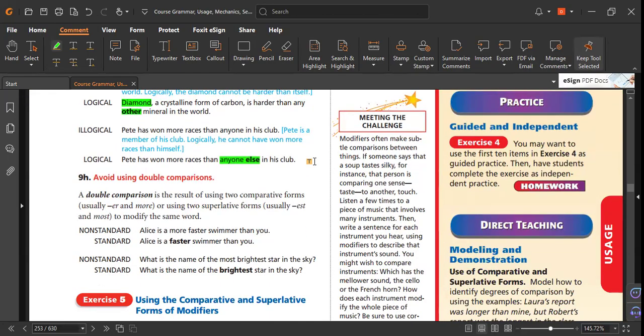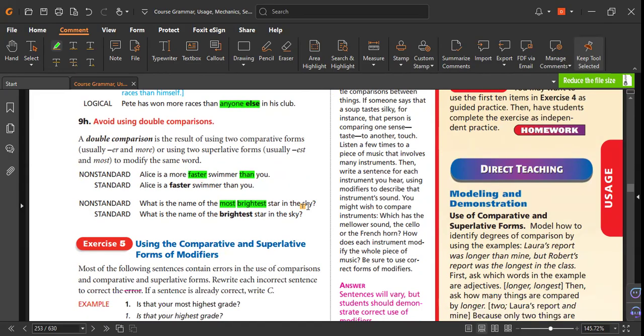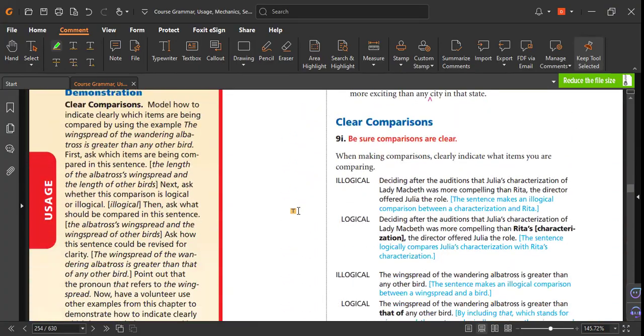Another common mistake that helps you delete answers quickly is double comparisons. Alice is not a faster swimmer, so we compare between two. So why do you need "more" again? We have already "-er". Here we have "-est" already because "bright" takes "-est", not "most". So we delete "most". So that's it. Check for any mistake. Of course, we have a lot of them.